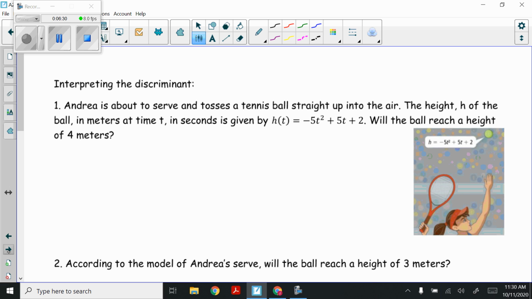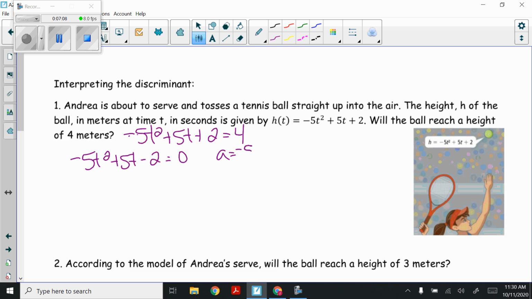So first thing I want to do is plug in 4 for the h, because that's what I want to know. Does it reach a height of 4? So negative 5t squared plus 5t plus 2 equals 4. Now I'm going to get everything on the same side of the equation. So I'm going to move my 4 over. Negative 5t squared plus 5t minus 2 equals 0. And I just want to know how many solutions and what type this equation would have without solving it. So that's where the discriminant comes in handy.